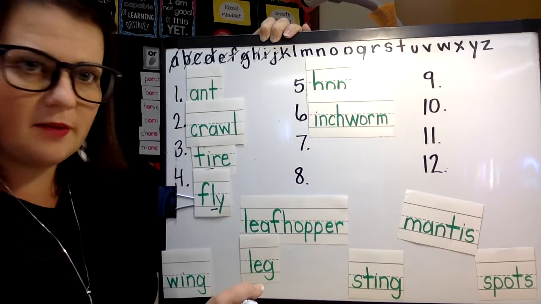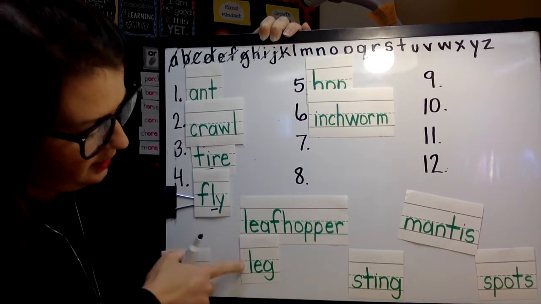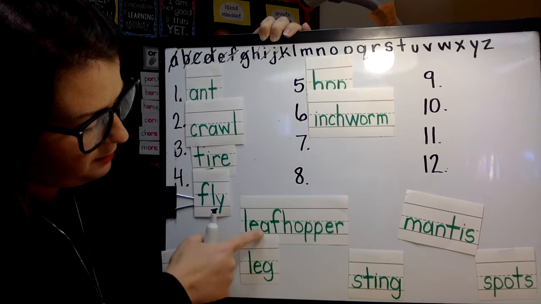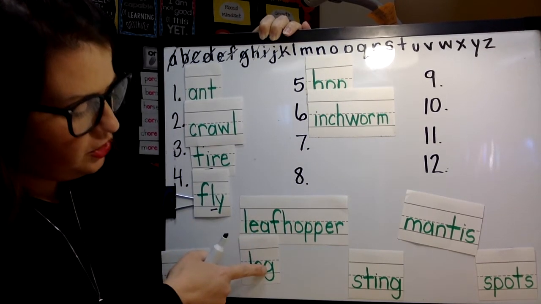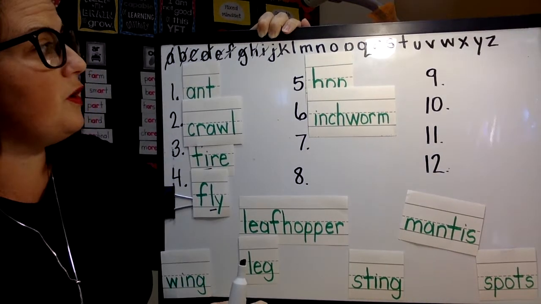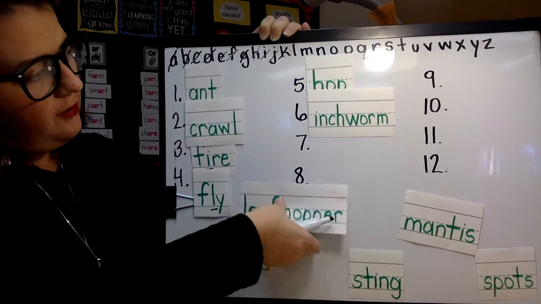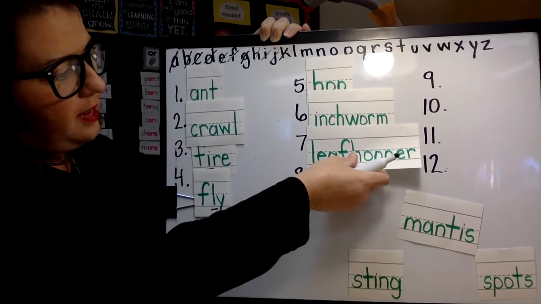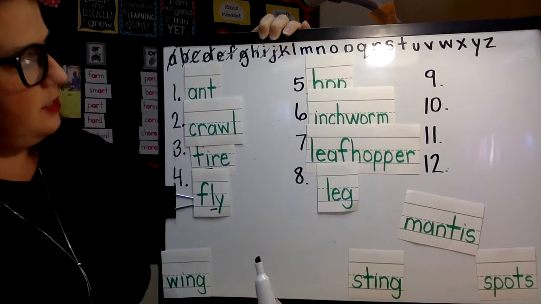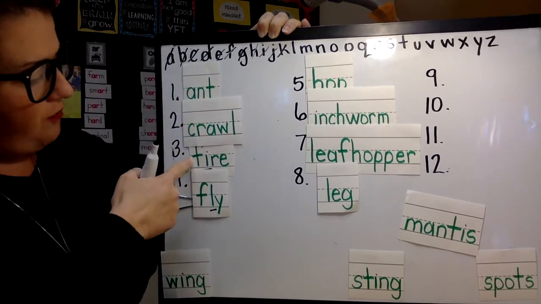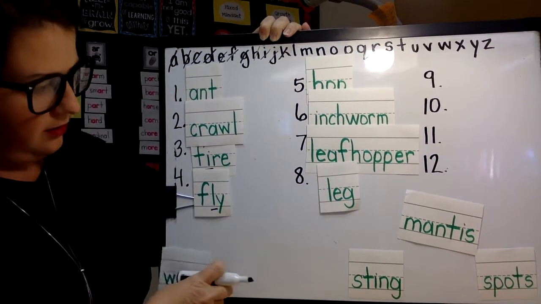It's kind of like overtime in a basketball game. You got to keep going. Okay, so we got an L-E and an L-E. So now we're going to be comparing the third letter, which is A and G. And so which one comes first in the alphabet, A or G? A. So leafhopper will come next, and then leg will come next. So far we've got ant, crawl, fire, fly, hop, inchworm, leaf, and leg. So we're doing pretty good.